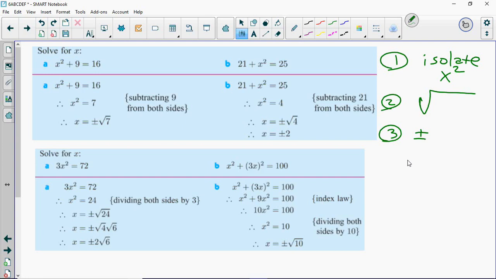Here's a few examples, and you're going to see that the process for all 4 of these is right up here. Step 1, we're going to get the x squared alone. Step 2, we're going to take the square root of both sides. And step 3, we're going to not forget the plus or minus. You should see in this a repeated structure.